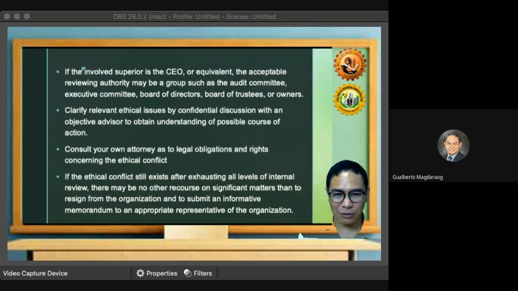In next bullet natin is consult your own attorney as to legal obligation and rights concerning the ethical conflict. You can consult a lawyer of what you should do or what will be your next move. Kasi ang involved na yung president. So, hanap ka ng objective advisor ha, hindi kung sino-sinong advisor ang yung susuhulan ka pa, yung bubuyuin ka, hindi ganon. Yung someone na bibigyan ka ng payo na hindi bias, walang kinikilingan, kung hindi ko ano lang yung tama. Okay? Find an objective advisor or you can simply go to your attorney, ask for an advice. Okay?